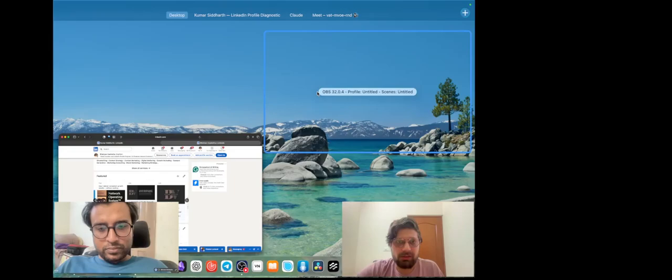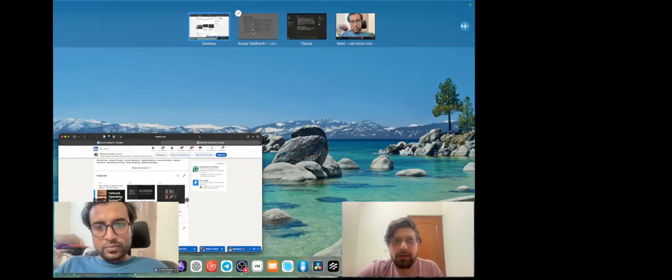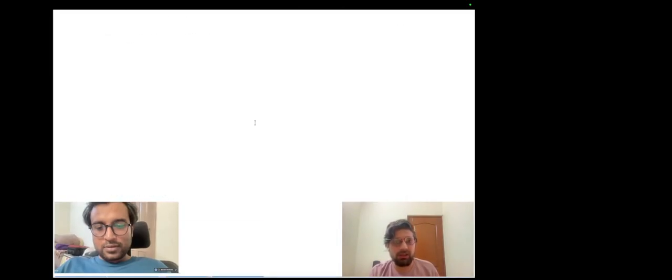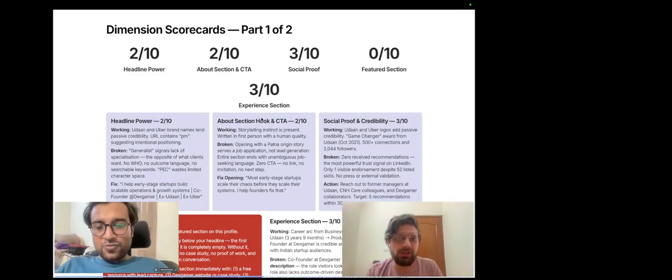Let's go back to the report. I think this is what it's saying: update the headline, rewrite the last paragraph of your about section. And for you specifically, I think the whole about section needs to be rewritten, and then the featured section. Let's quickly move on to the actual scorecard. Would doing those three changes you suggested get me passing marks? I hope so. I would suggest you focus on working on all the parts, but that's the starting point.